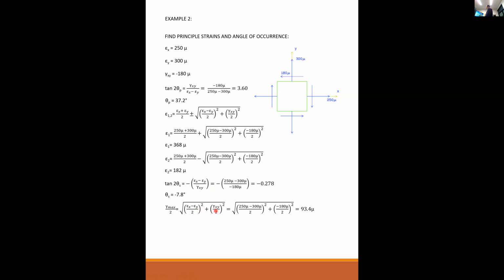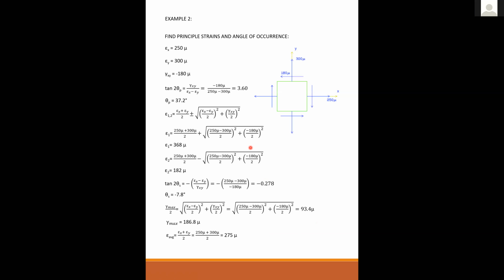You can see the equation. I'm getting kind of tired of reading out every word. Anyway, square root of the sum of the squares, (250 minus 300) over 2, and minus 180 over 2, squared, gives 93.4 mu, which is maximum gamma over 2. Gamma max is 2 times this, so 186.8 mu is the maximum gamma. And the average, epsilon average, is (epsilon x plus epsilon y) over 2, which is 275 mu.